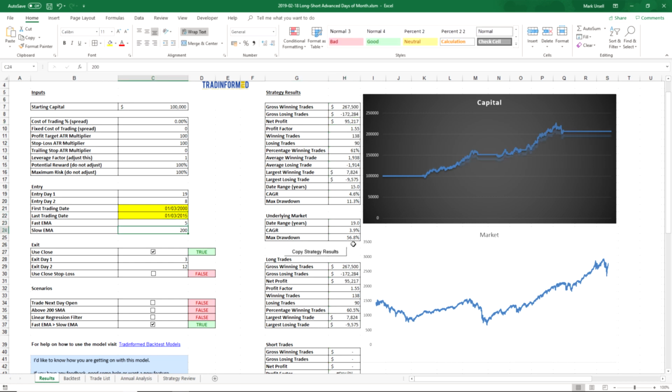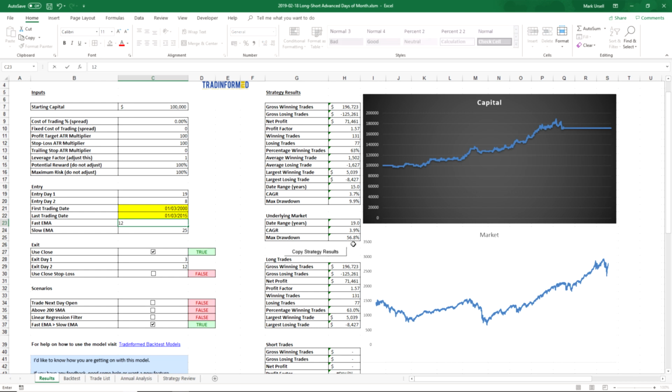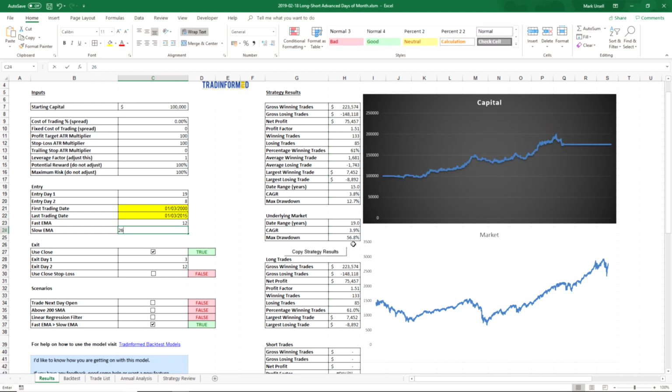We can do a very small or very fast EMA against a very slow one. We can put this down to 25. We could say the 12 and 26, the common MACD numbers. And you can see each of them have an effect on the strategy, on the net profit, and the capital graph. But interestingly, to my mind, none of them are making a huge difference, so it comes down to personal preference.